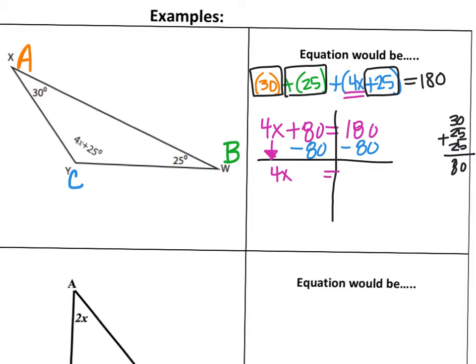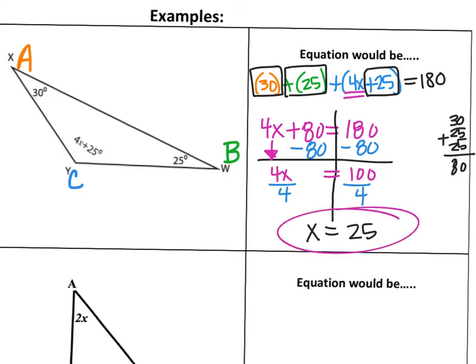When I do that, now it allows me to bring down the 4x. The 80s cancel out, and 180 minus 80 is 100. Final step is divide by 4, and when you do that, you get x equals 25. So the value of just x by itself is 25. Then I could put it into this little spot right here and do 4 times 25 plus 25 if I needed to know the measurement of the whole entire angle. But right now I'm just going to say the value of x is 25.